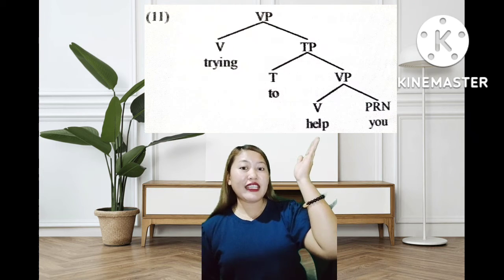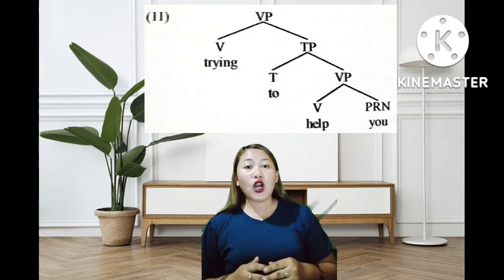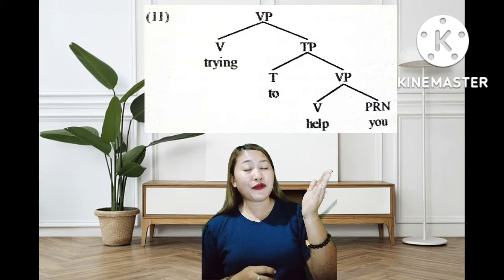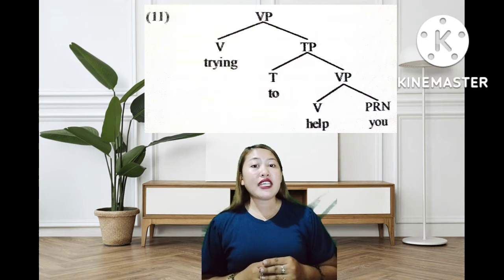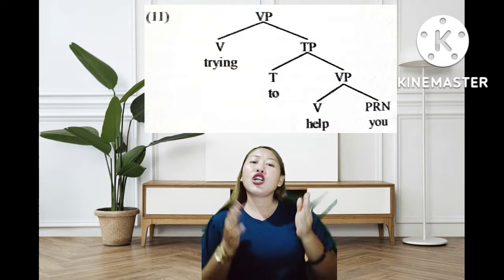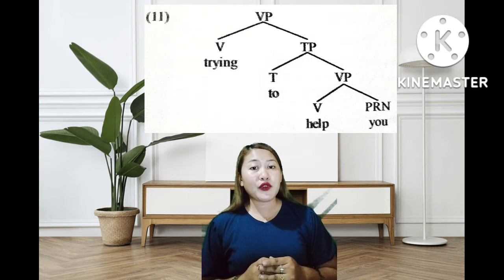As you can see in the tree diagram, it tells us that the overall expression trying to help you is a verb phrase. Its head is the verb trying, and the complement of trying is the tense phrase, or infinitival phrase, to help you. Conversely, the verb phrase trying to help you is a projection of the verb trying.